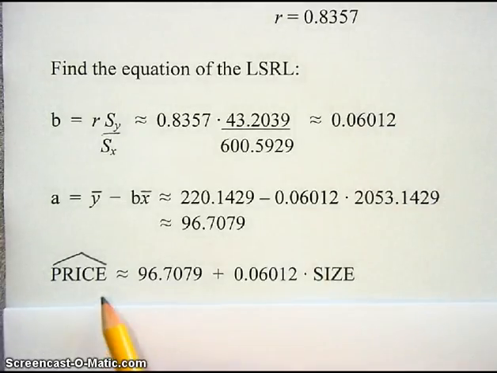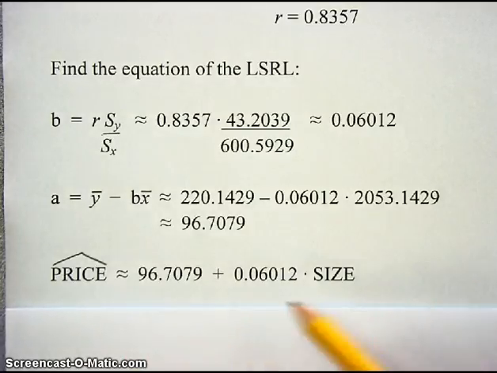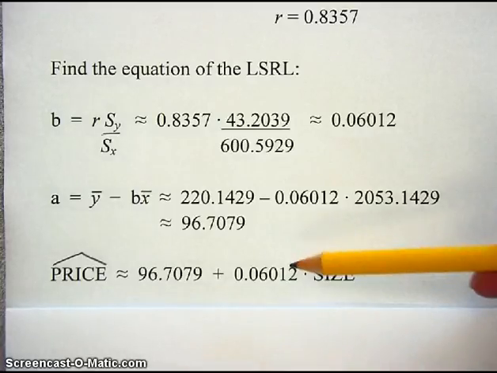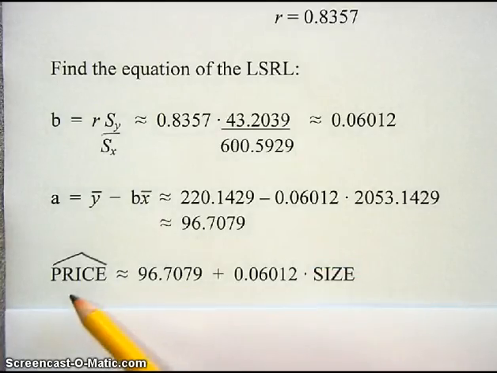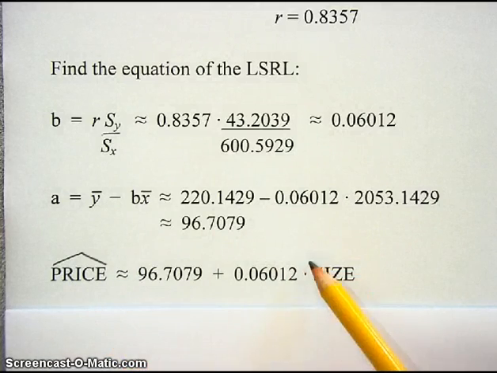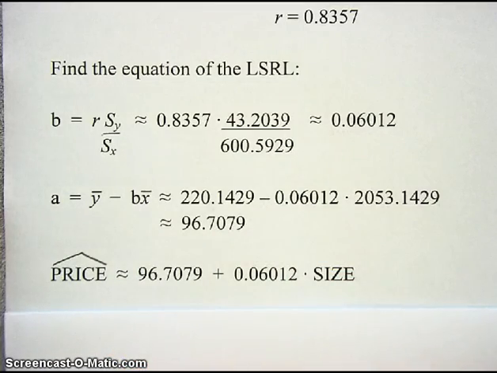So here's your best fit line. Price hat is approximately 96.7079 plus 0.06012 times size. Now what do these numbers mean? Well, if we're interpreting the slope, it basically tells you how much predicted price is going to change in response to a unit increase in size.